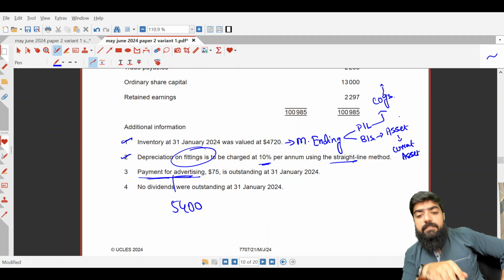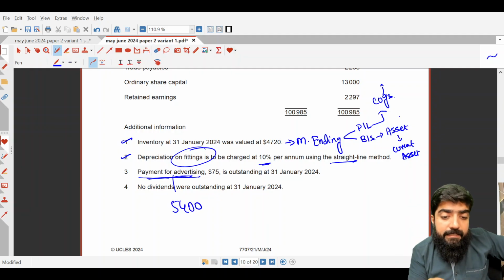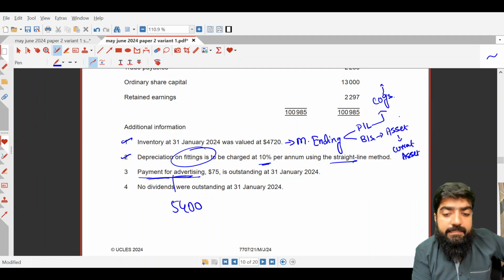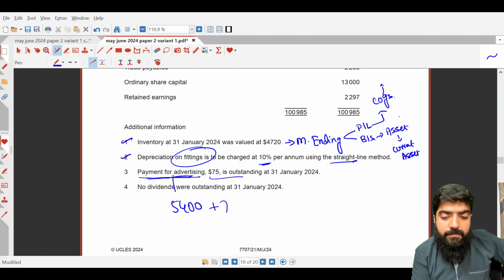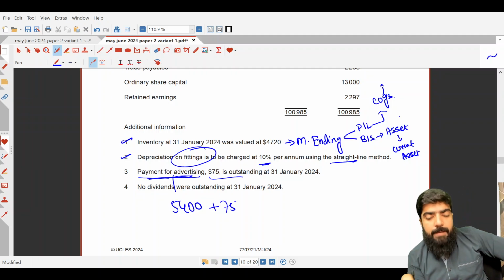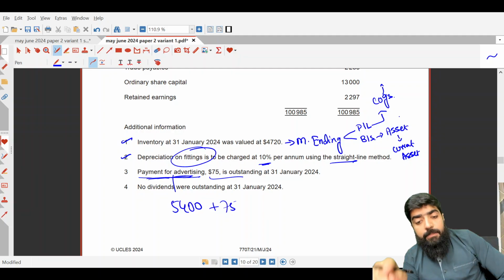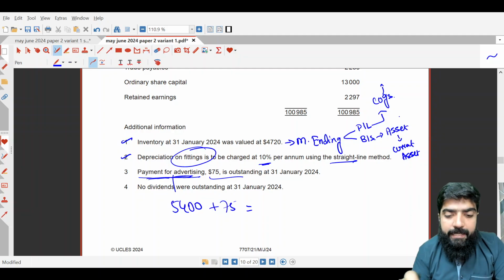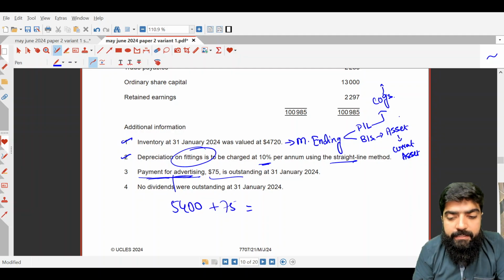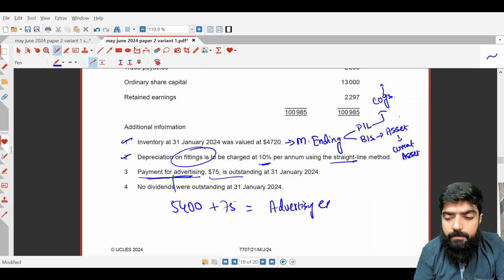Comma, $75 is outstanding at 31st. It means that in this payment, okay, no, it's separate. $75 is outstanding, which means we need to add it, right? My bad. No, it's okay, sir, I also make mistakes. Payment for advertising, comma, $75 is outstanding at 31st. So it means the total amount, excellent, that will be included in the advertising expense would be, yeah.